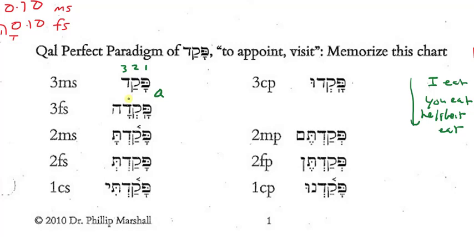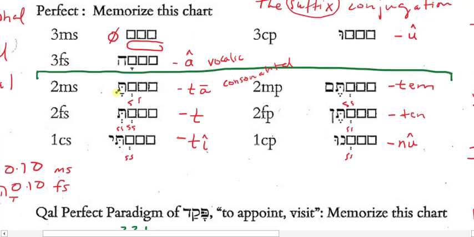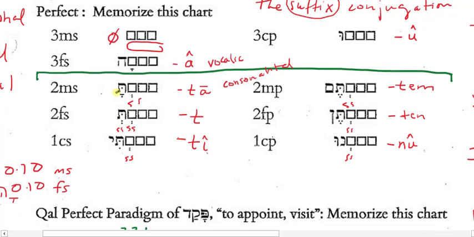All right, so the way to say he appointed or he visited is pakad with no ending. So say that with me, pakad. All right, now, basically, what we're going to do is start with these consonants and vowels, and we're just going to start adding the endings that you learn from the boxes that I've given you up here. So what do I want to add to pakad to make it third feminine singular? She appointed. I'm going to add qamets-te.